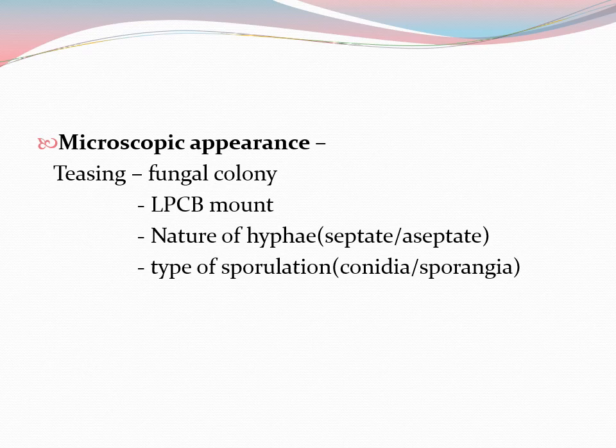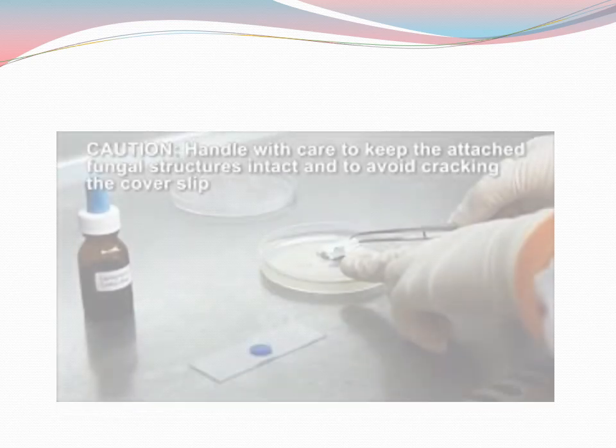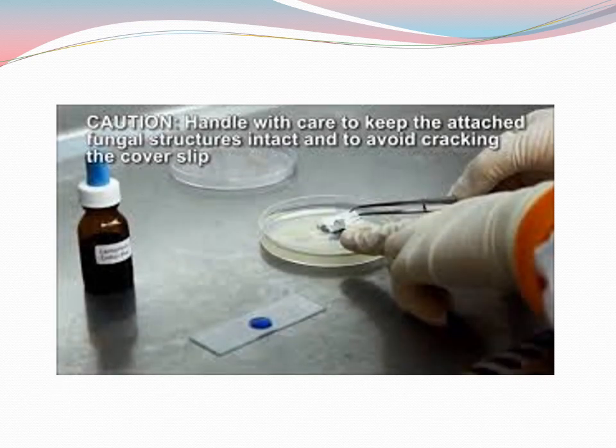We will notice for the hyphae whether they are septate or aseptate. Then we will notice the whole structure, that is what type of sporulation they are producing: conidia, microconidia, sporangia, sporangiophores. All those structures will be correlated, and that will help in the final conclusion of what this fungus could be. So this is how we have taken this slide. We put the LPCB drop on the slide, take the fungus out, and tease it with the teasing needle, put a cover slip, and examine under the microscope.